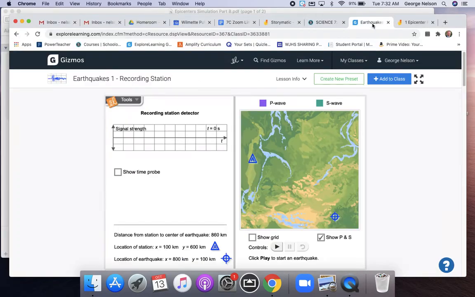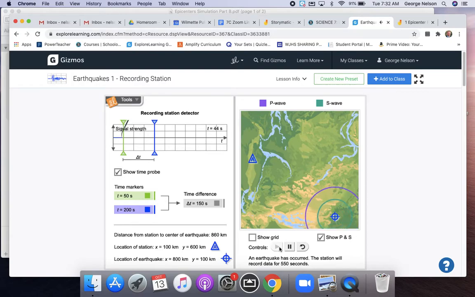So if I'm looking at the simulation, we have this time probe and we have this P and S wave. If I hit play, just to review from last week, earthquake happens, P wave hits the station. I moved the green one to when the P wave hit, right when it starts to squiggle, like right there, I'd put it there.